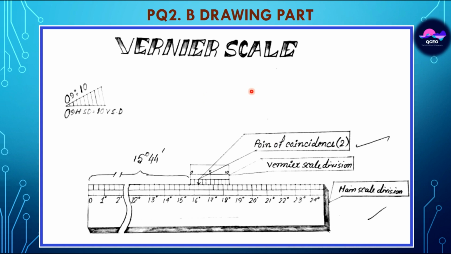Here at the point of coincidence, 9 main scale divisions are equal to 10 vernier scale divisions and the smallest main scale division is 20 minute. In this way, we can draw the degree vernier scale also. All of these verniers are straight verniers. We can draw in the same way the arc vernier also.